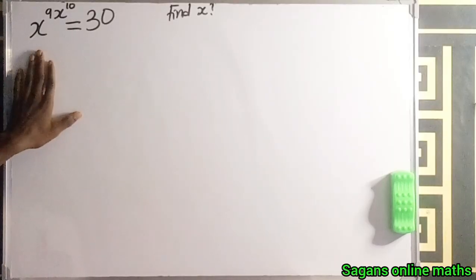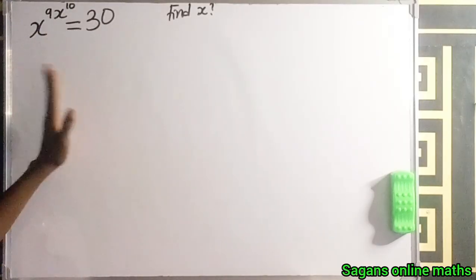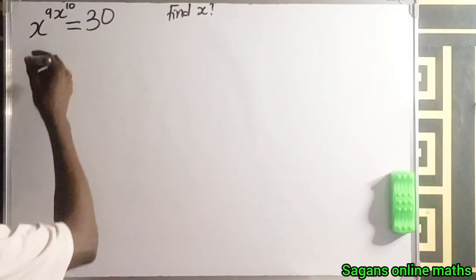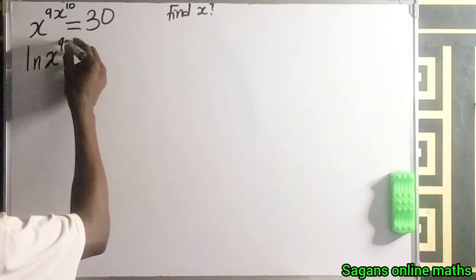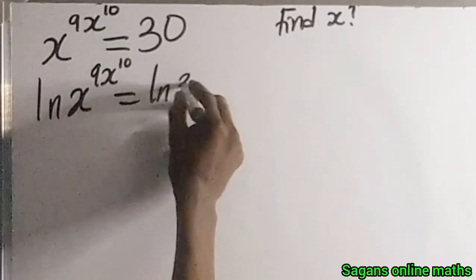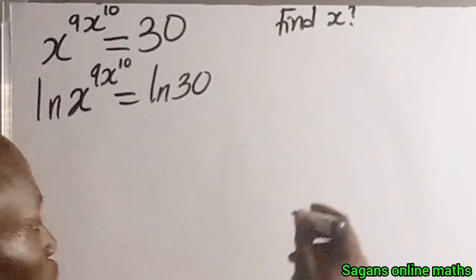A, B, C, D. Now what you are going to do is apply the natural logarithm of both sides so that this question can be easy as that, right? Now let's take the natural logarithm of both sides: ln of x to the power of 9 multiplied by x to the power of 10 equals ln 30, right? That's our first step.